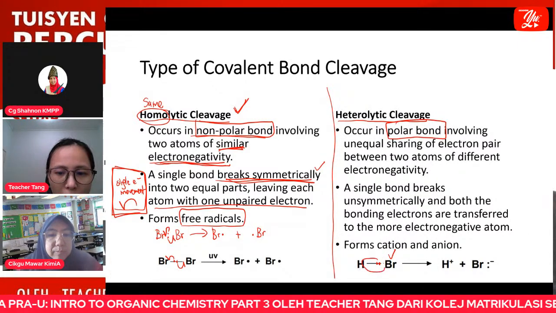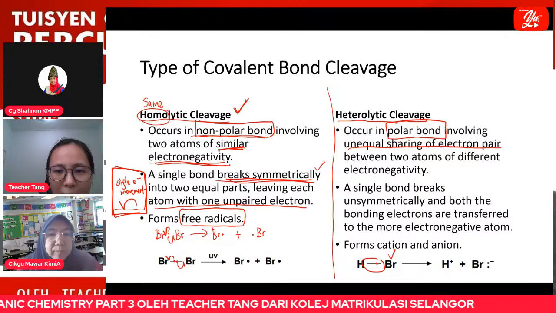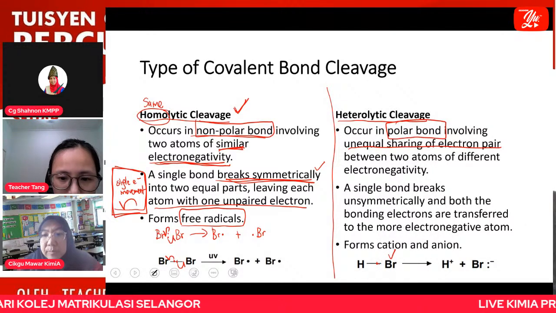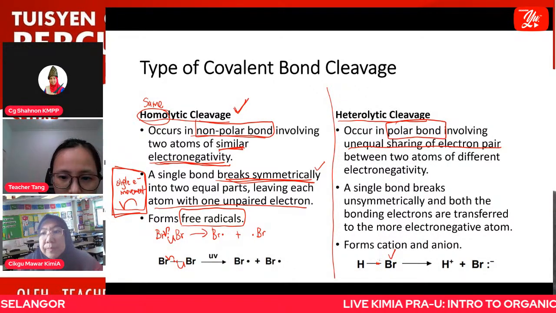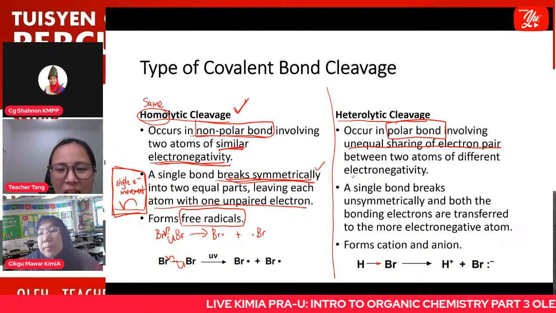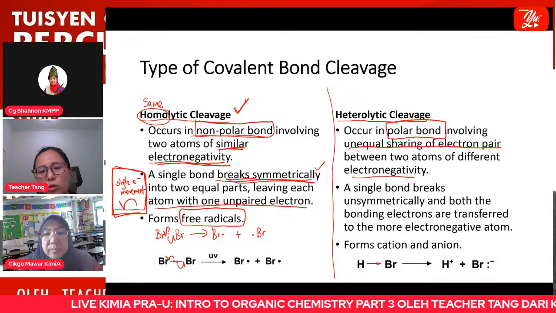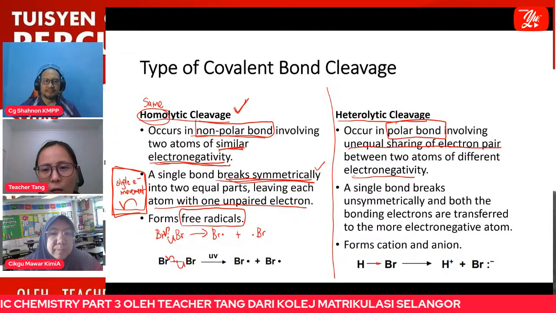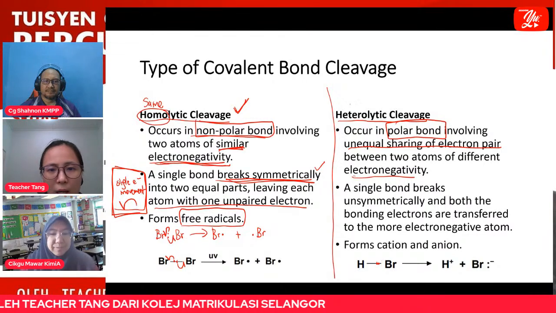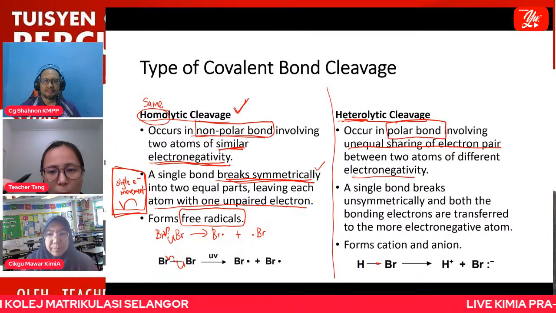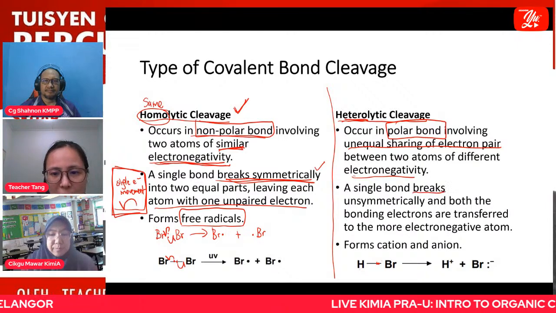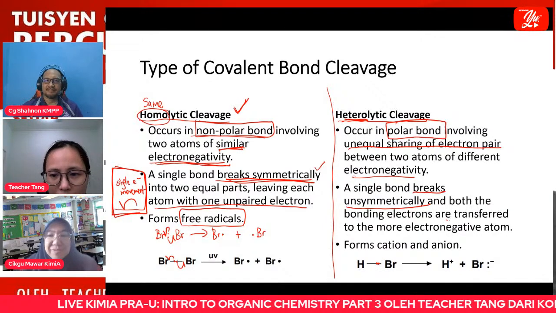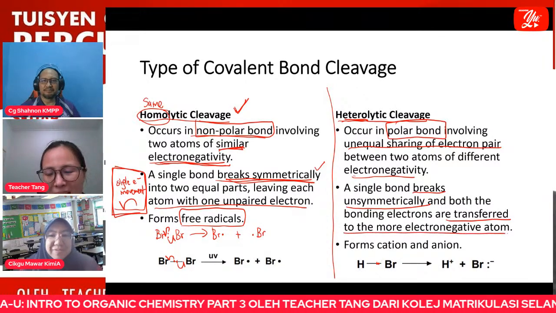So this is what we call unequal sharing of the electron pair in the covalent bond. Both electrons are closer to the bromine. Why is it closer to the bromine? Because bromine is more electronegative and it will pull the shared pair of electrons more to itself. A polar bond will usually undergo heterolytic cleavage, where the bond breaks asymmetrically, and both shared electrons are transferred to the more electronegative atom.